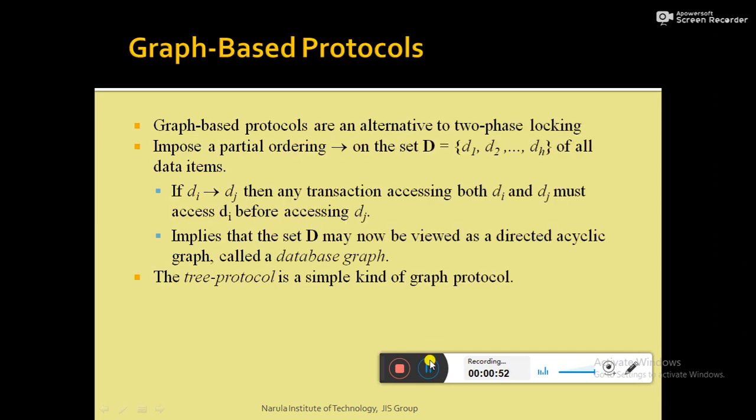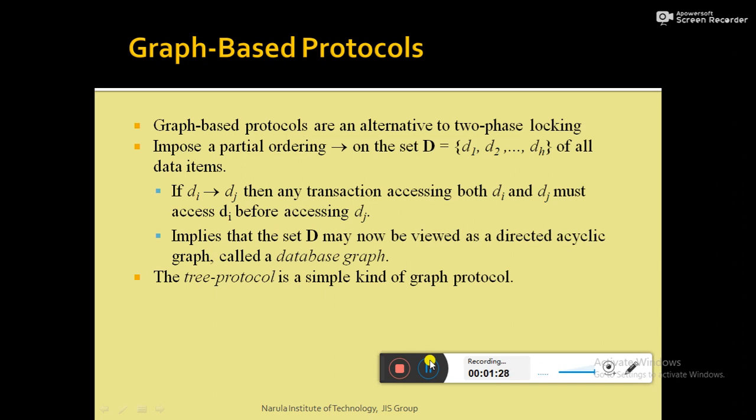Now, before going into details of the graph based protocol, just recap the two-phase protocol. First of all, the two-phase locking protocol, the main purpose is to ensure conflict serializability. Graph based protocol is another protocol, and the objective is the same. With the help of graph based protocol, we have to ensure conflict serializability. That means with the help of the two-phase locking protocol as well as the graph based protocol, these two protocols are responsible to ensure conflict serializability. But differences are there.